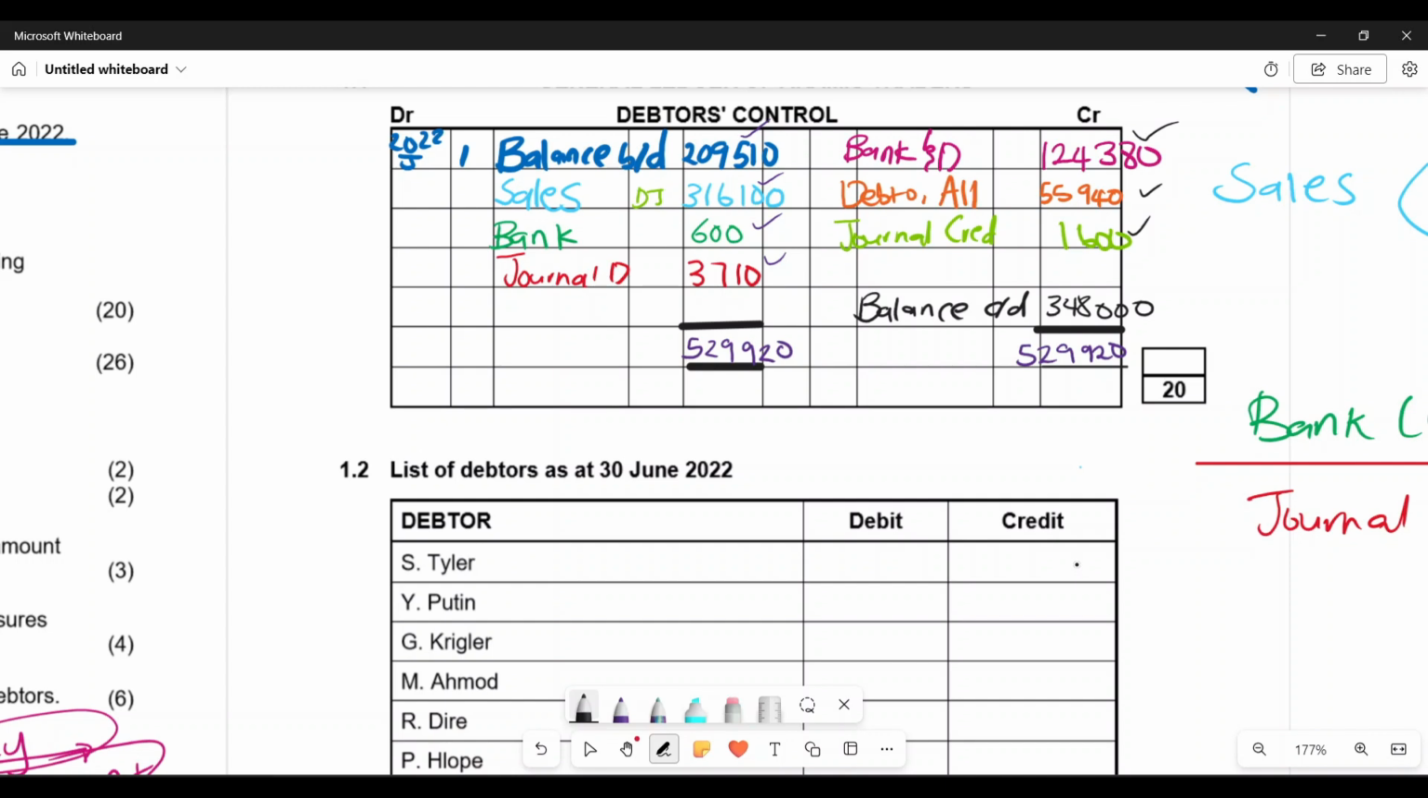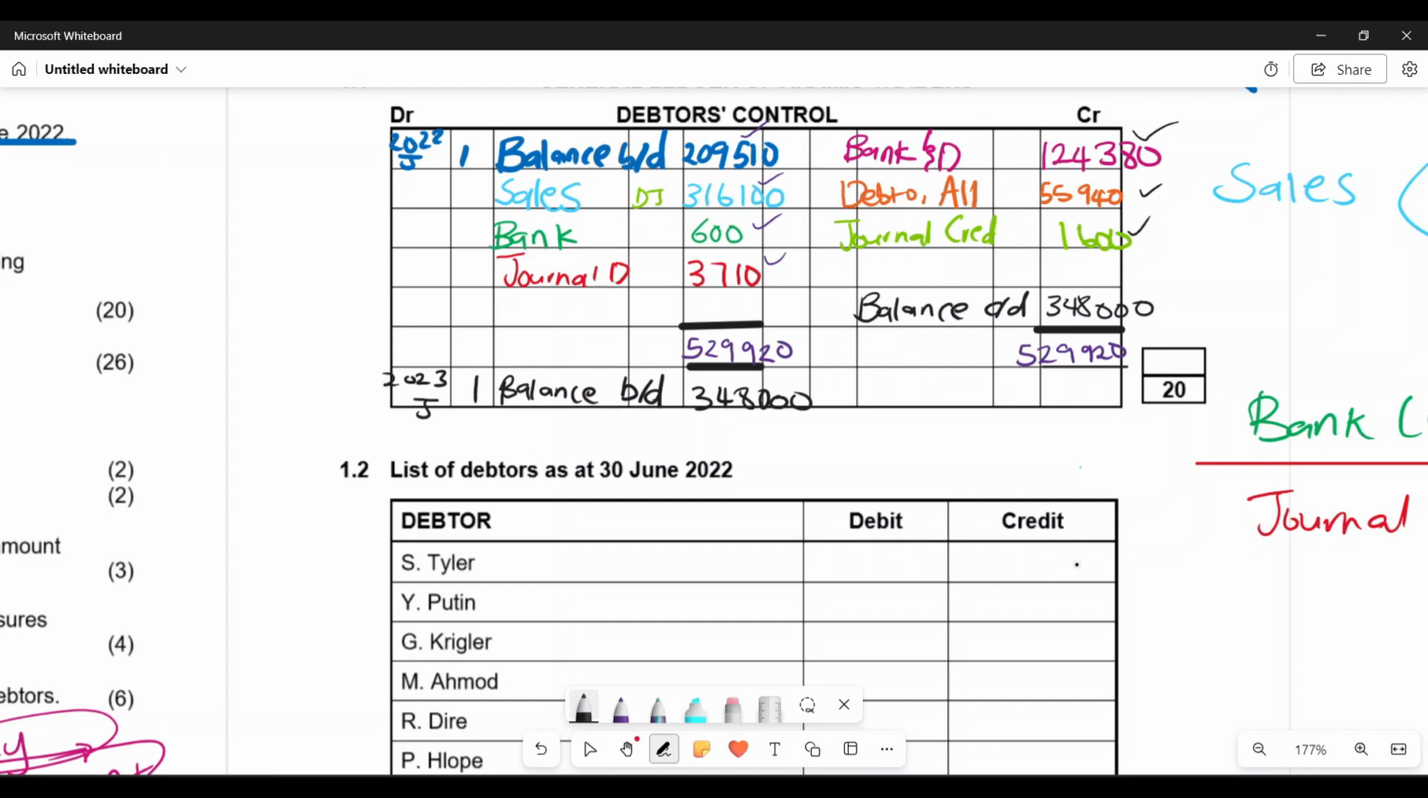Now remember, this balance carried down will be your opening balance for next year, right? So balance brought down next year will be the same amount, 348,000. And here also make sure that you indicate that on your date. So next year, 2023, at the beginning of the year, June the first, this will be your balance brought down, right? And this is your adjusted debtors control.